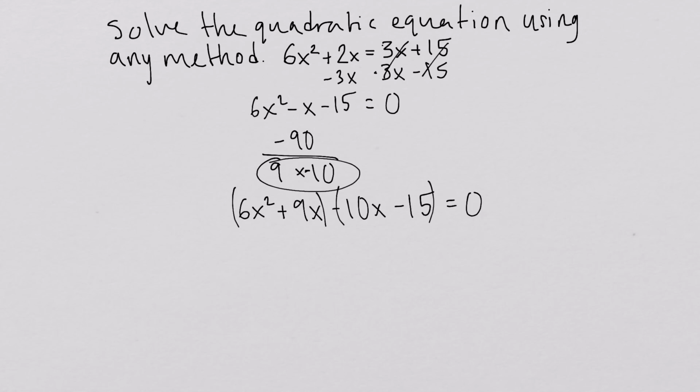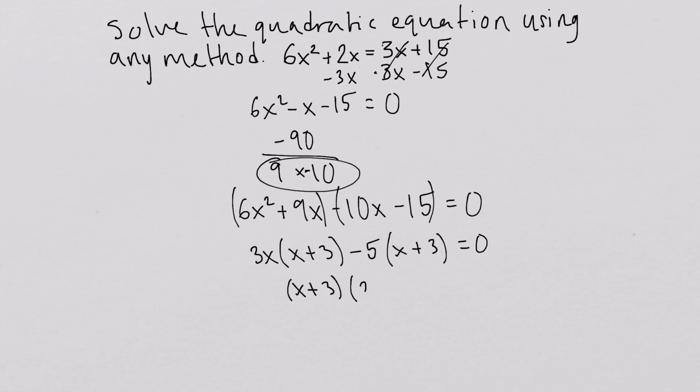So when I do that, factor out the first one, I factor out a 3x, and I get x plus 3. In the other one, I'm going to factor out a negative 5, so that I could have x plus 3. And then I see that I have x plus 3 in common, so my first factor is x plus 3. The other factor is 3x minus 5.